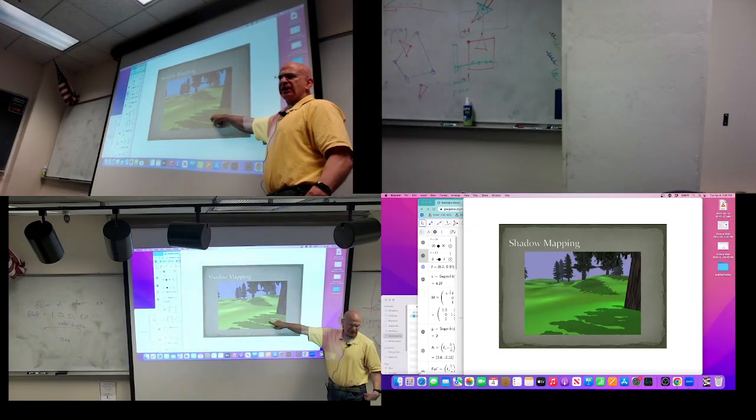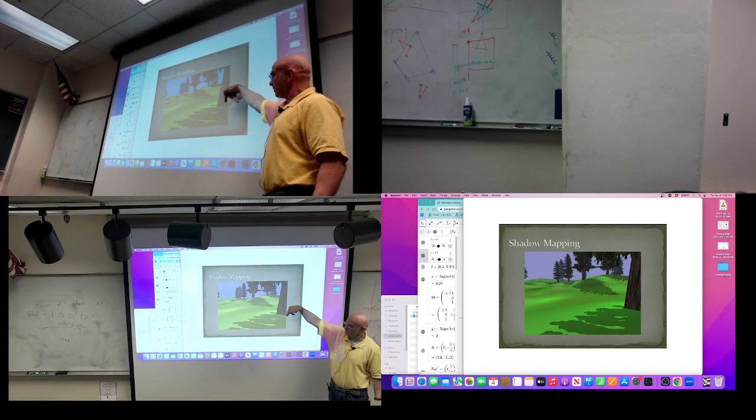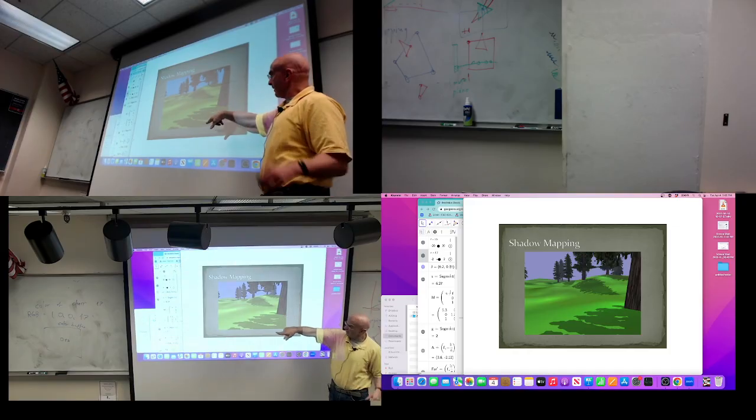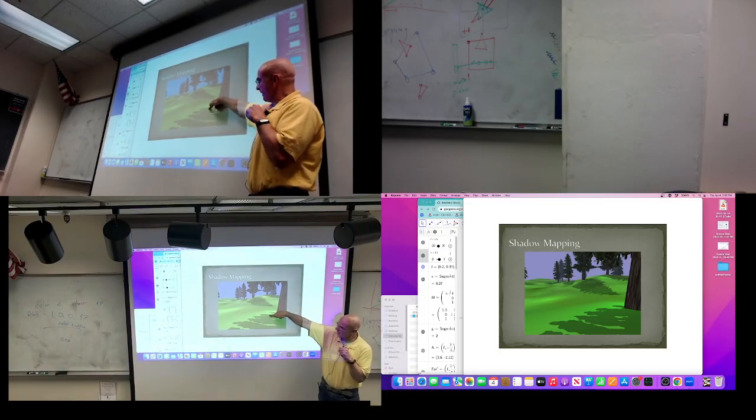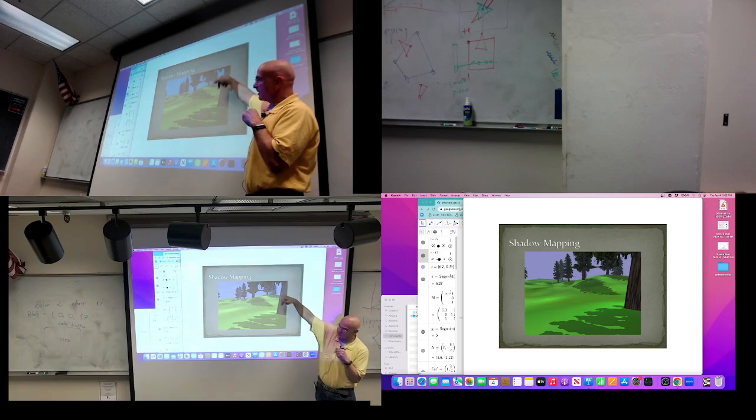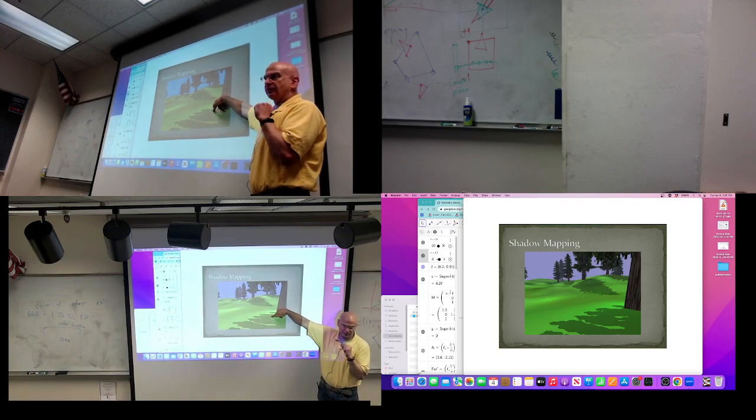What's happening with the shadows here? How can I generate a shadow? I can do the shadow by shooting a ray, finding where this ray hits the grass, and now shooting a ray into the sun and seeing if this ray to the sun is blocked by a tree or not.